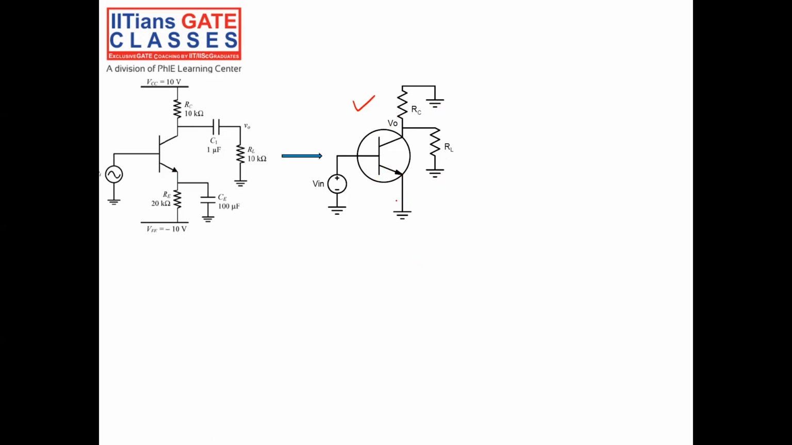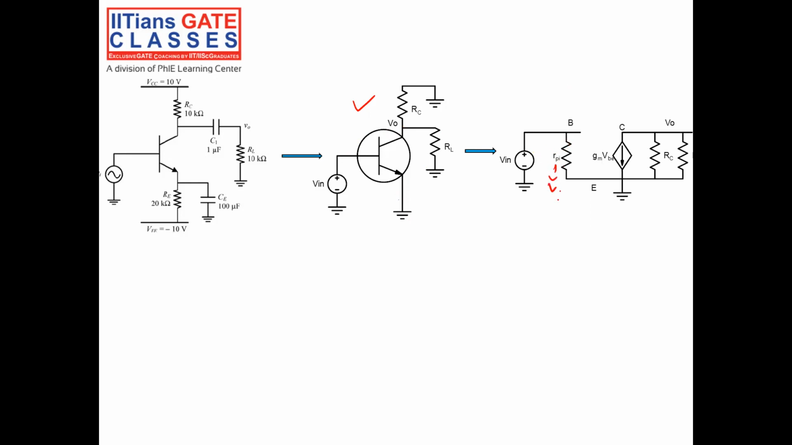Now if I draw the small signal equivalent circuit, what will happen? Between base and emitter, I have a resistance called r pi. The value will be Vt by Ib. And in the collector, the current will flow. It will be gm into Vbe. What is gm? In this case, gm is IC by Vt, where Vt is kT by q. And this IC is nothing but my DC current.